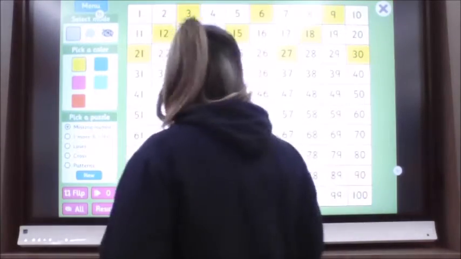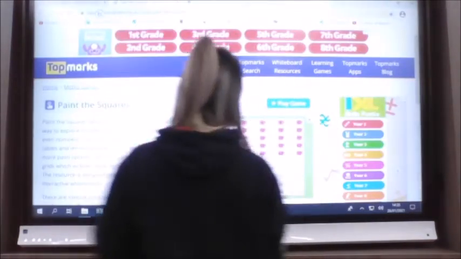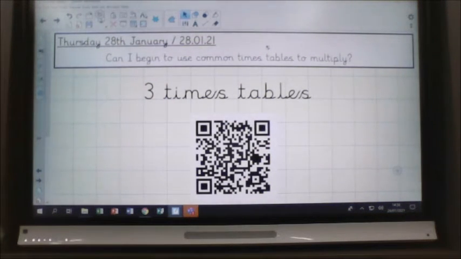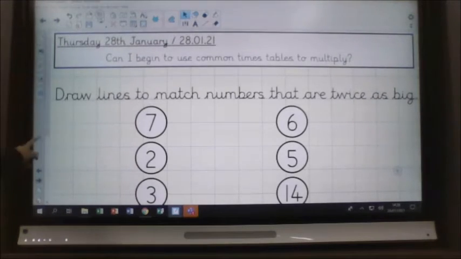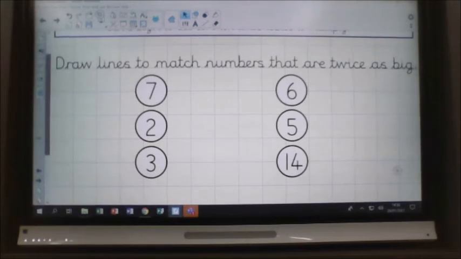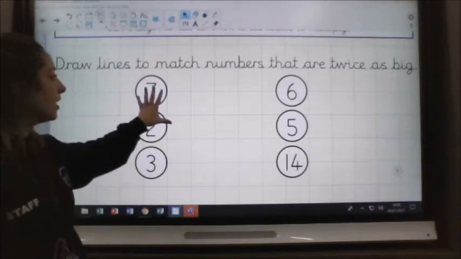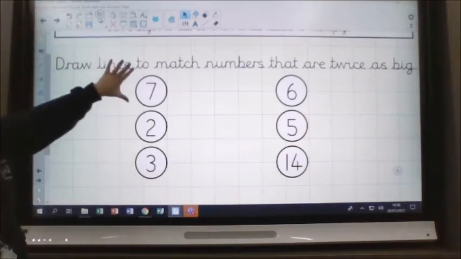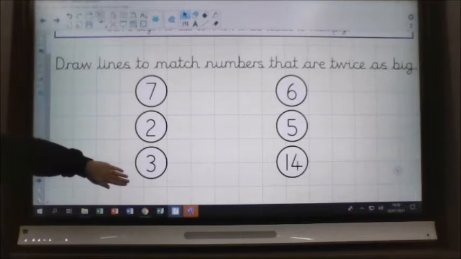Okay, so moving on to our final part of the lesson. We've had a look at our 3 times table. We've also had a look at a range of times tables. The next one that we are looking at is going to be our twos. I've done an example on the board of a question that's very similar to the one in your book. It says on the board, draw lines to match numbers that are twice as big. So I've got my numbers here, and these are the numbers that I need to link up. I've got the number 7, the number 2, and the number 3.